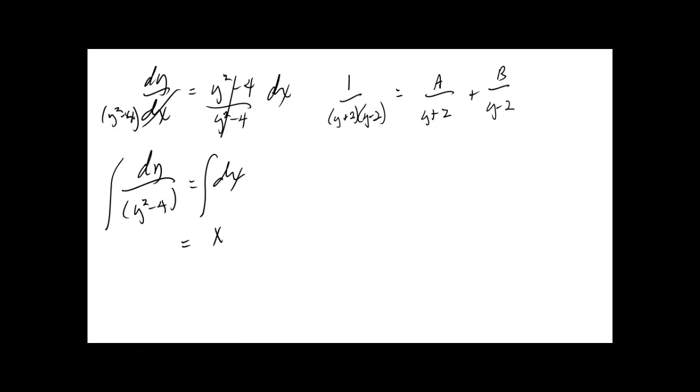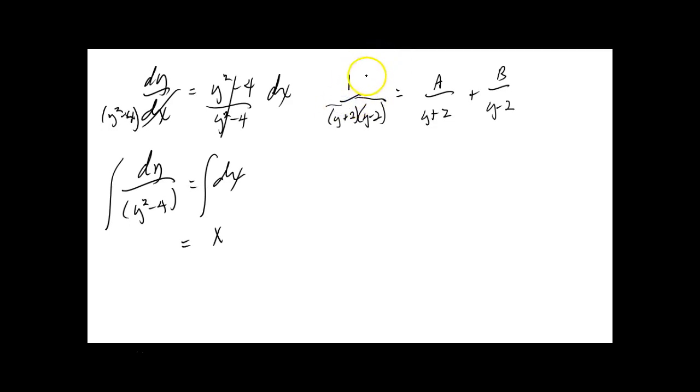What I did was I have a times y minus 2, b times y plus 2. And I just set them equal to 1 and solve. That's exactly right, and here's what you're in effect doing when you do that.